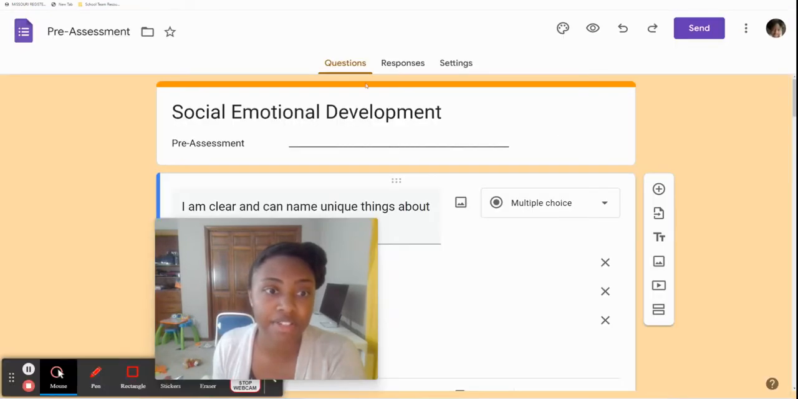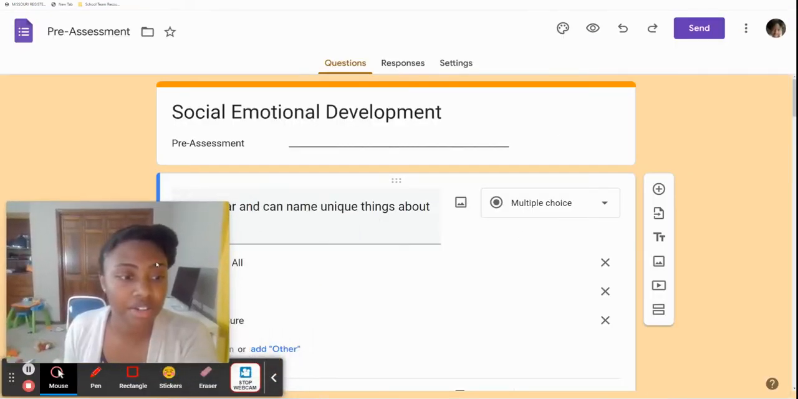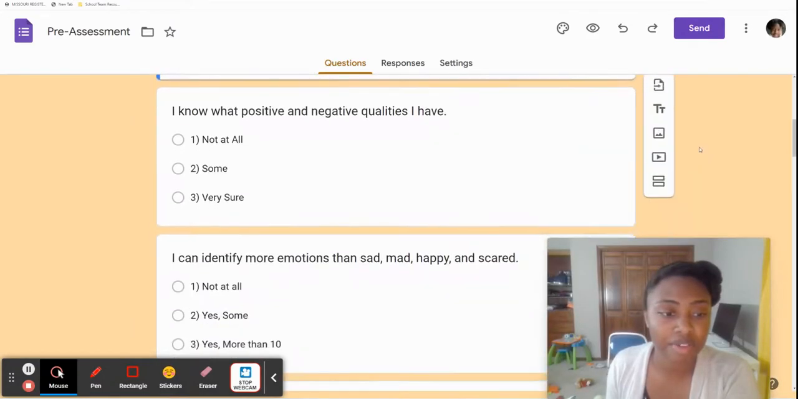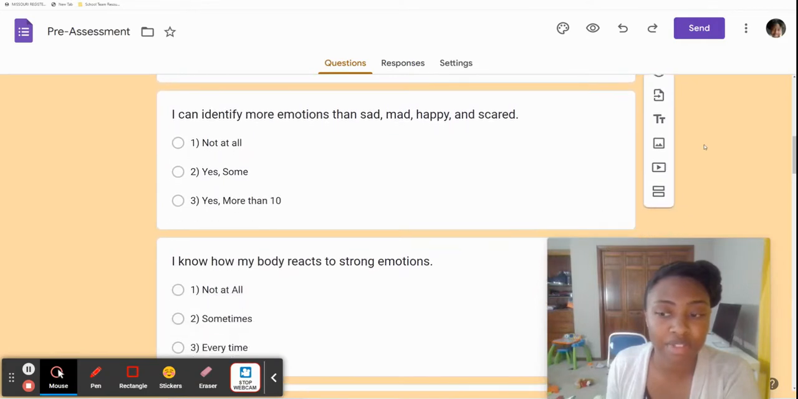So here's my little assessment. It's literally just a Google Form, which I like because you can print them out or you can have them do it virtually. So one of the questions that relates to that section that I just read off: I can identify more emotions than sad, mad, happy, and scared. And so, again, this is adolescence, but I know for them, you have to be very specific with the things that you ask. So, even for my answers, I made it specific.